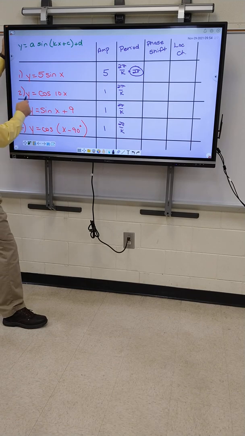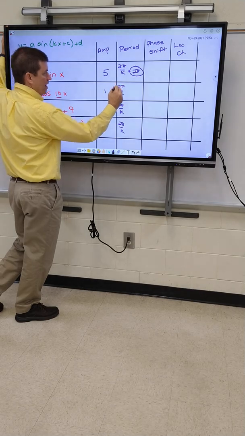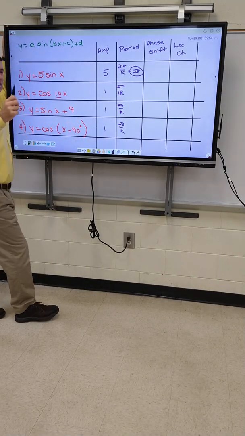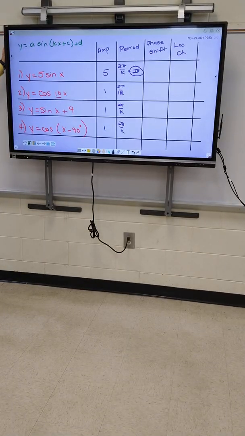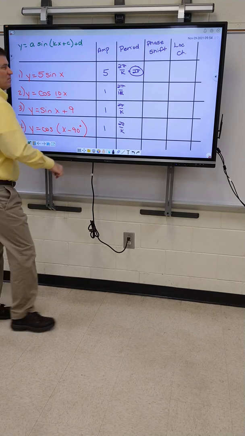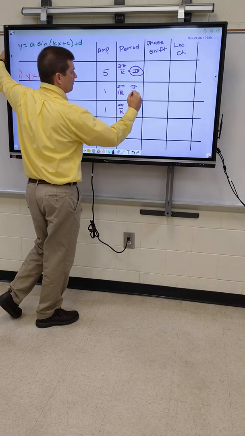All right, do the next one. What number's in front of x? 10. So you have to write 2 pi over 10. If you can't do it in your head, do it in your calculator. Type that in and see what you get. 2 pi on the top, 10 on the bottom. What's the answer? Pi over 5.